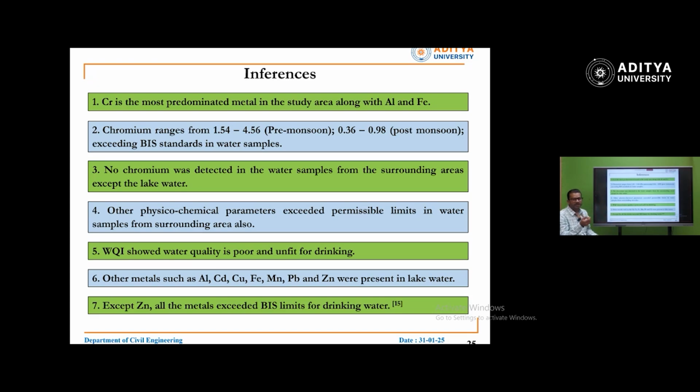Because the lake water is considered to be a freshwater source, a readily available freshwater source. So that's why we have compared it with the drinking water standards, and other physicochemical parameters also exceeded the permissible limits, both the water from the lake as well as the water from the surrounding areas, so that water is completely unfit for drinking. And the metals such as aluminum, cadmium, copper, iron, manganese, lead, and zinc. So it is a multi-metal contamination scenario.